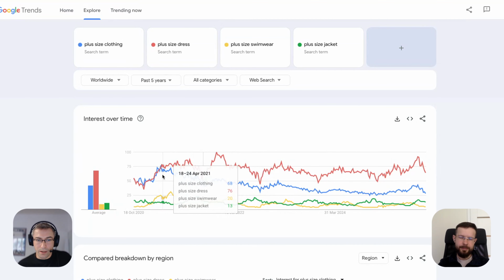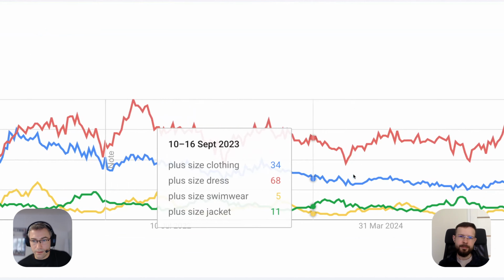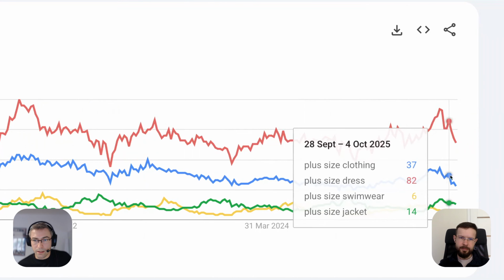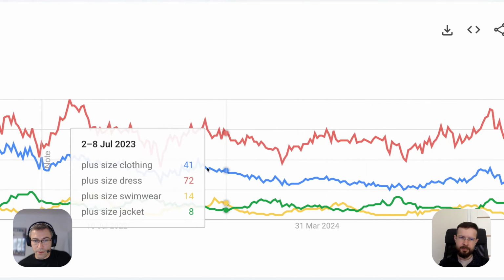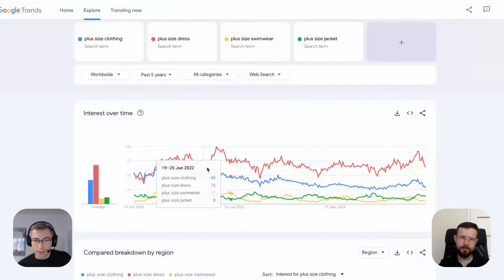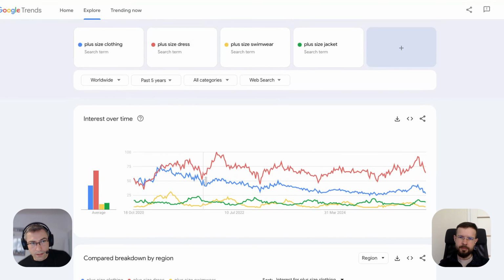As you can see, the blue line here, the very generic keyword like plus size clothing, is declining. It's a long-term decline trend. But dress is holding up. Knowing what's going on in the long-term trend, repeating last year's result might not be the case, because you should take into account a 5% decline of that specific category. Having at least 5 years of Google Trends data helps.